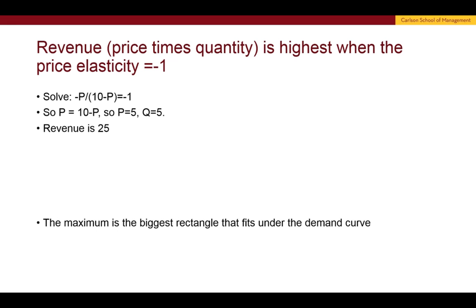Now I want to talk about this one more way, but before we get to that, let me just suggest the intuitive idea that the point that is the maximum is the point where we see the biggest revenue rectangle that fits underneath the demand curve. And for this demand curve, that's at a price of 5 and a quantity of 5.